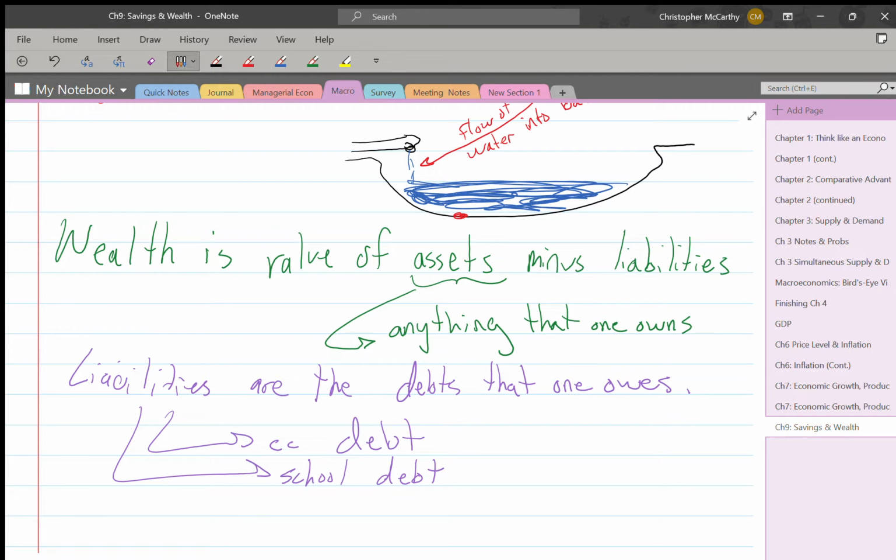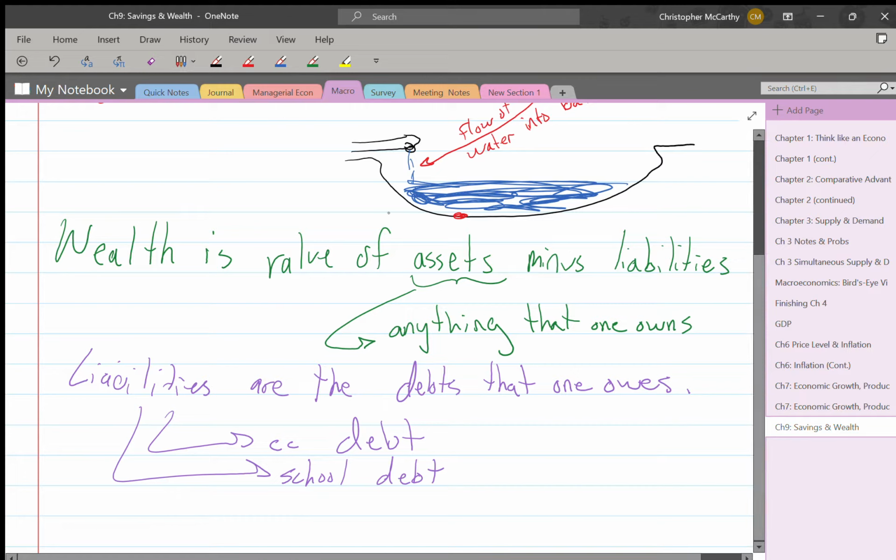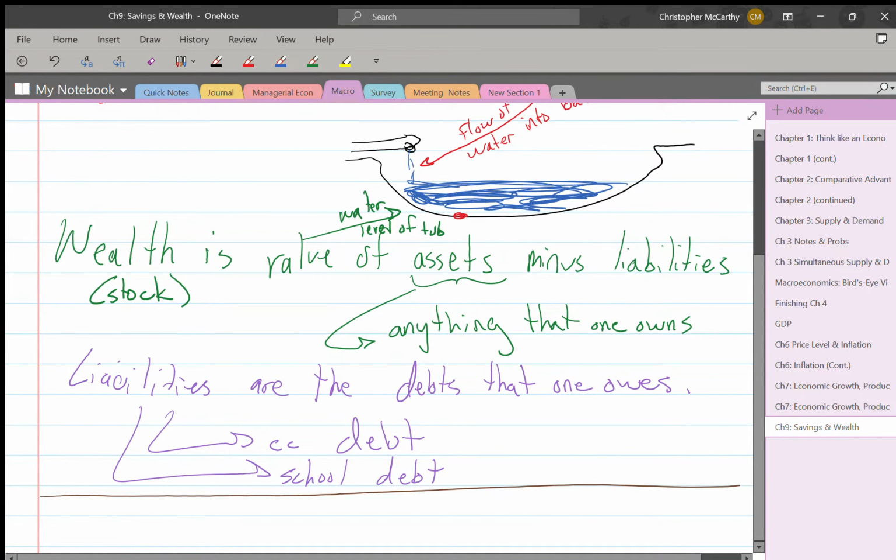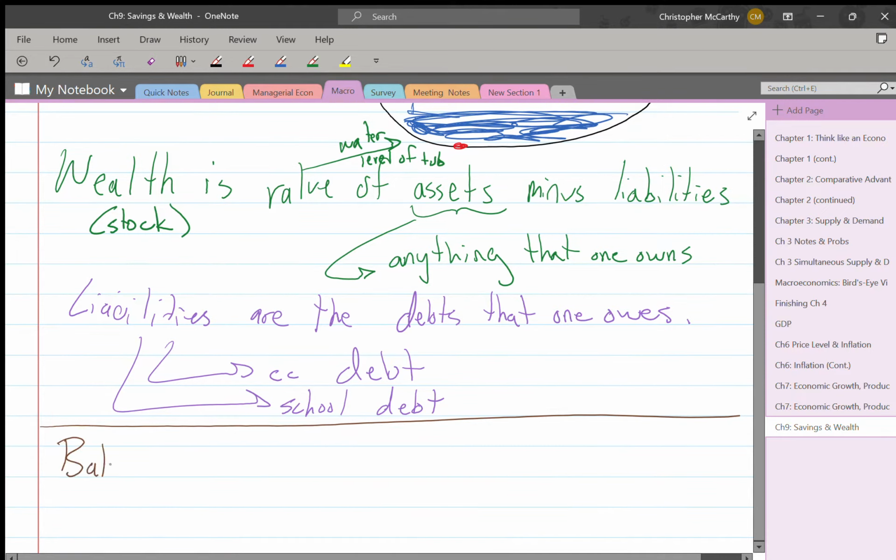So we tie all of this together. Okay, so wealth is the water here. So wealth is the stock, while savings is the flow. We put all of this together on something called a balance sheet, which we'll do an example of here. A balance sheet, which is a list of assets and liabilities.